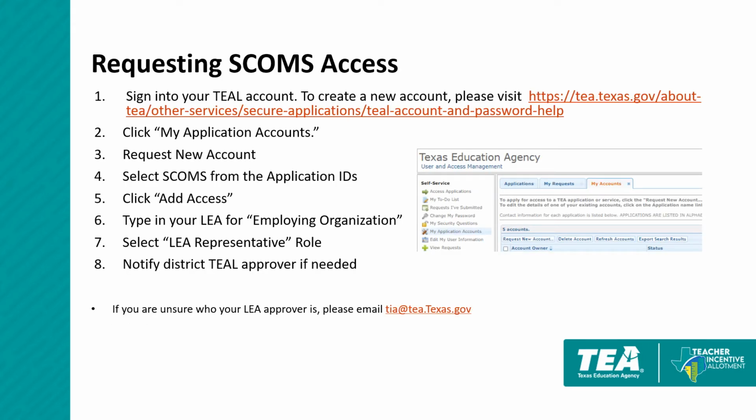To request access to SCOMS, first sign in to your TEAL account. To create a new account, please visit the link provided. Then you'll click My Application Accounts, request a new account, and select SCOMS from the application IDs. Click Add Access and type in your district for the employing organization. You'll then select the LEA representative role and notify your district TEAL approver if needed. If you're not sure who your LEA approver is, or you're not having your account approved, please email tia@tea.texas.gov.